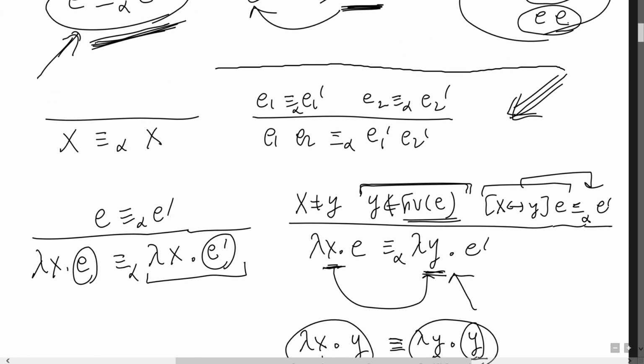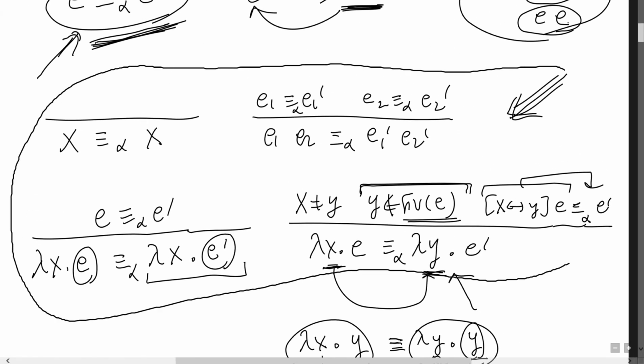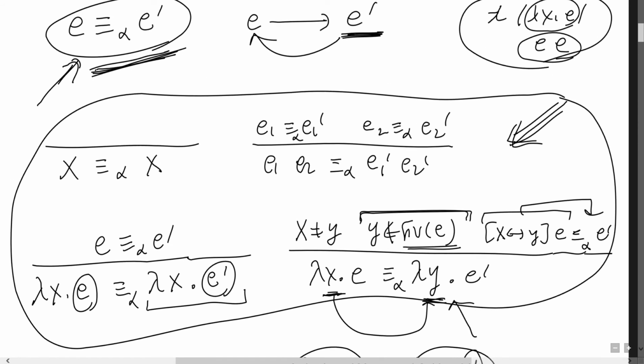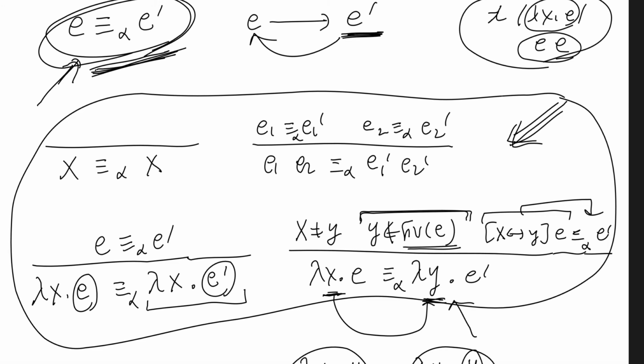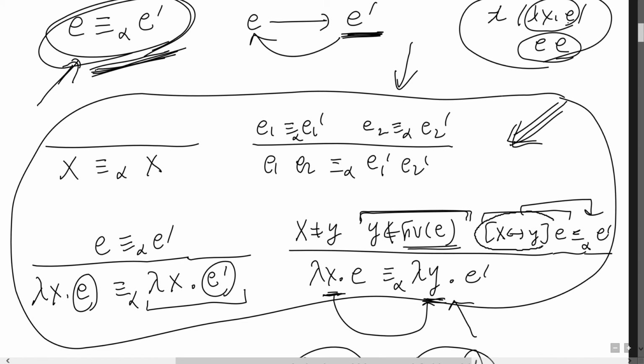So we have 4 inference rules that define this alpha equivalence. And these 4 inference rules appear to be simple, naive. But it turns out that these 4 inference rules, along with this notion of swapping, are the result of several years of research a few decades ago.